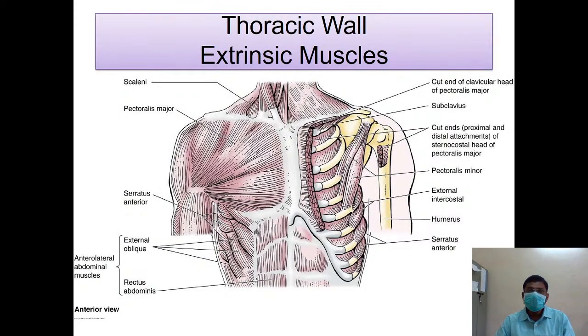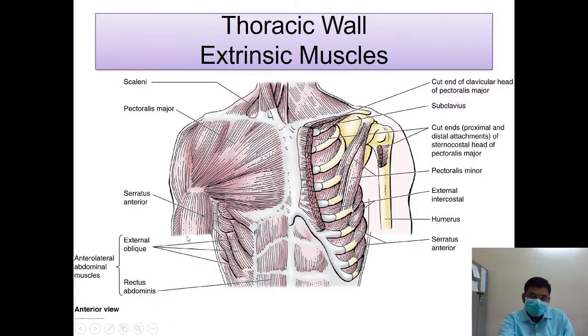Now coming to the other extrinsic muscles, you can see this is the cut end of the clavicular head of the pectoralis major, and you can see the subclavius muscle here. You can see the cut ends, the proximal and distal attachments, of the sternocostal head of the pectoralis major. Now you can see the pectoralis minor muscle, and the external intercostal muscles. This is the humerus, and you can see the serratus anterior getting attached here.